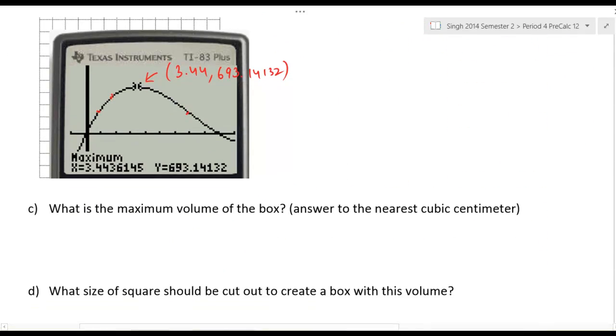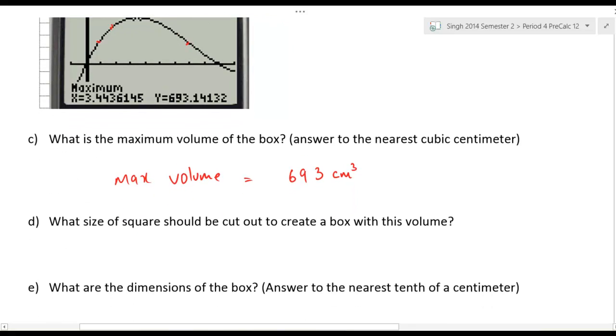So as a result, we can say the maximum volume occurs when we take off a side length of 3.44 centimeters, and that volume ends up being 693 centimeters cubed, because it's volume. Which is the next part.